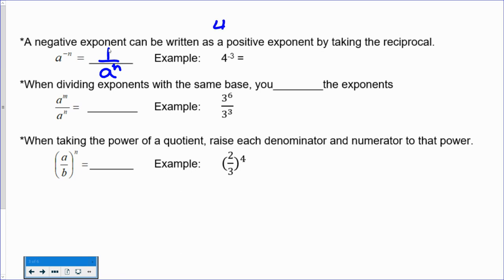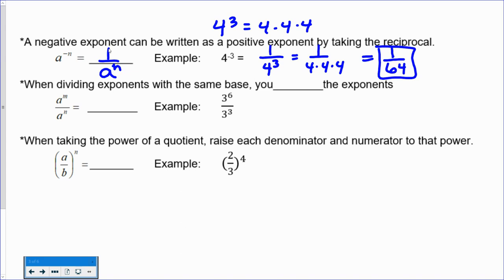So 4 to the positive third is 4 times 4 times 4. 4 to the negative third would be 1 over 4 to the third. So I am putting 4 times 4 times 4 in my denominator, okay, to get 1 over 64.